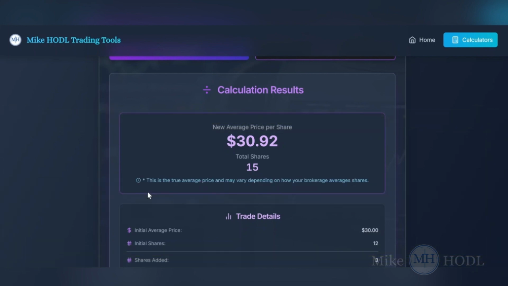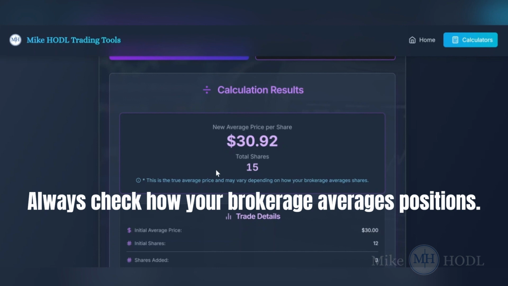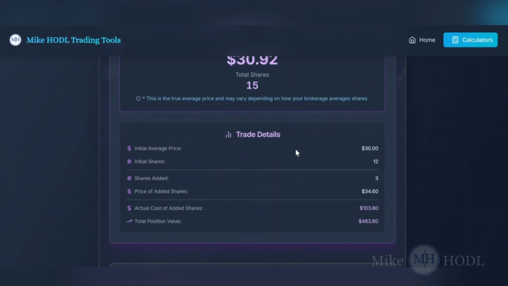Your brokerage could possibly separate the prices on your shares that you currently have versus the new shares that you buy. Some brokerages take the total of all the shares and divide it by the amount of shares. So this is the true average price. Always check and see how your brokerage calculates the real average before relying on the results from this tool. That is your responsibility.